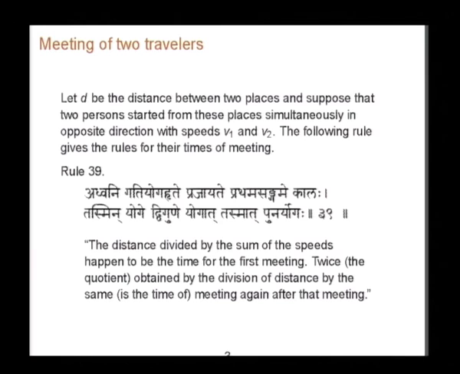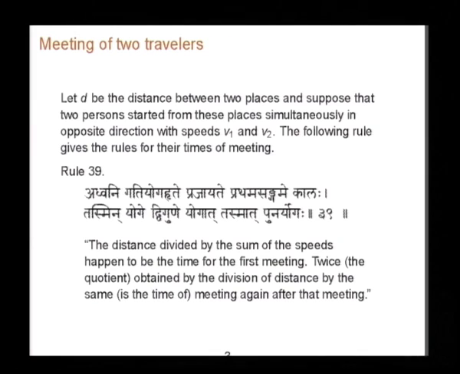Suppose two travelers start from two places, the distance between which is d. They start simultaneously in opposite directions with speeds v1 and v2. The following rule gives their times of meeting. They will meet several times. Distance divided by the sum of the speeds is the time for the first meeting. Twice the quotient obtained by the division of distance by the same is the time of meeting again after that meeting.